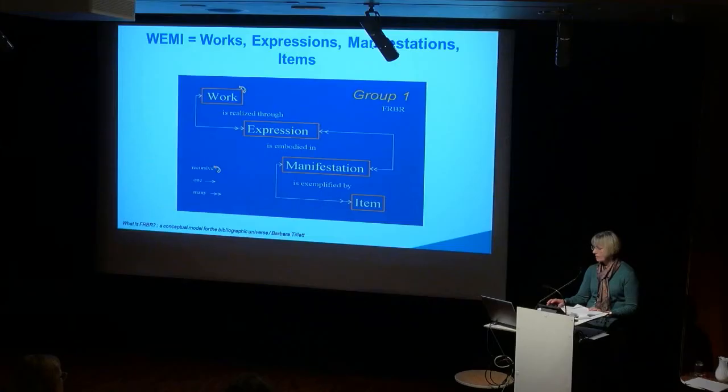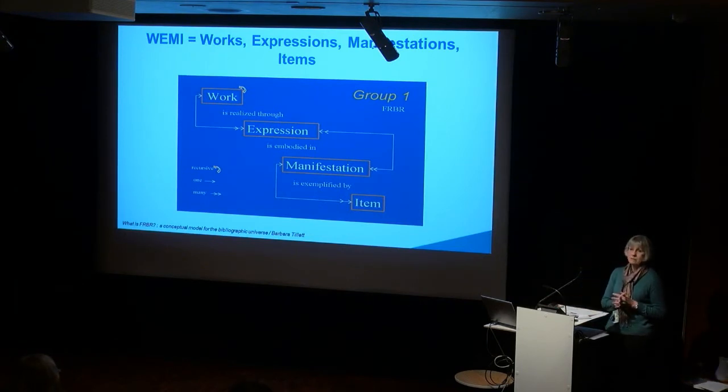So the work and expressions are abstract concepts. There's no physical presence. A manifestation and item are concrete items. They're the physical embodiment of the intellectual and artistic expression. This is often referred to as WEMI. If you hear people talk about WEMI, they're talking about works, expressions, manifestations and items.